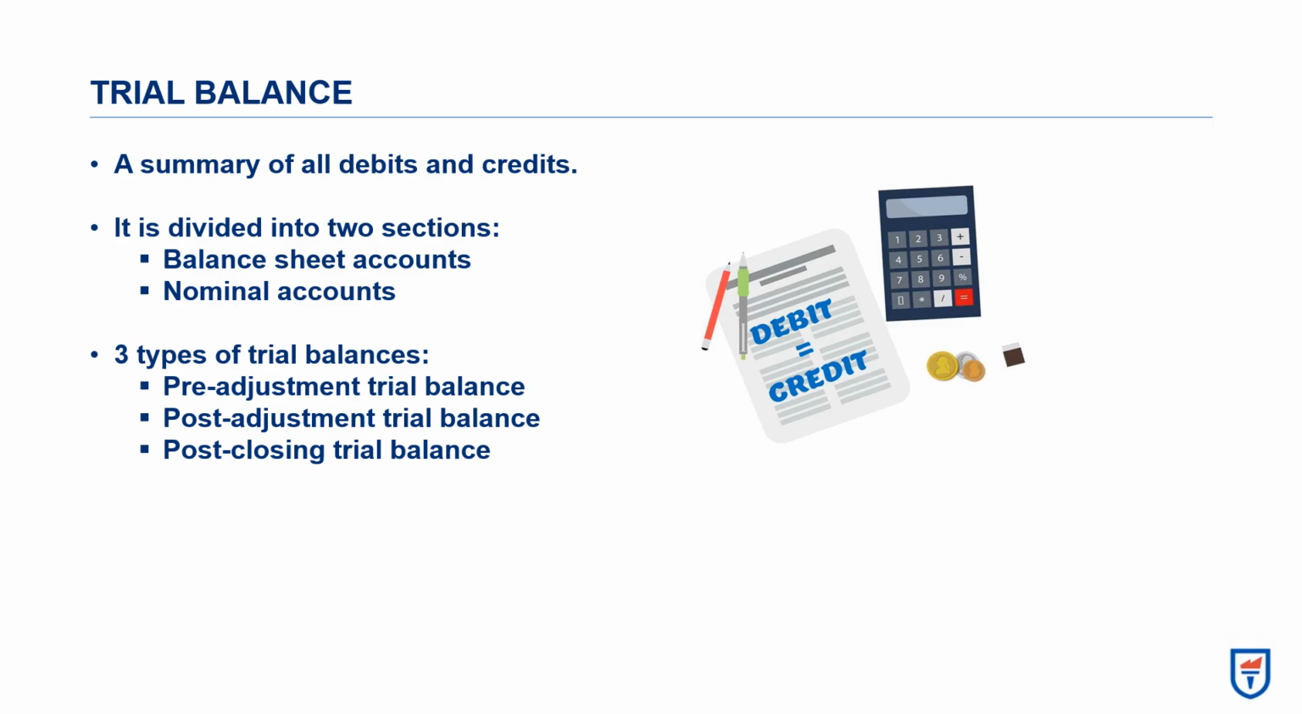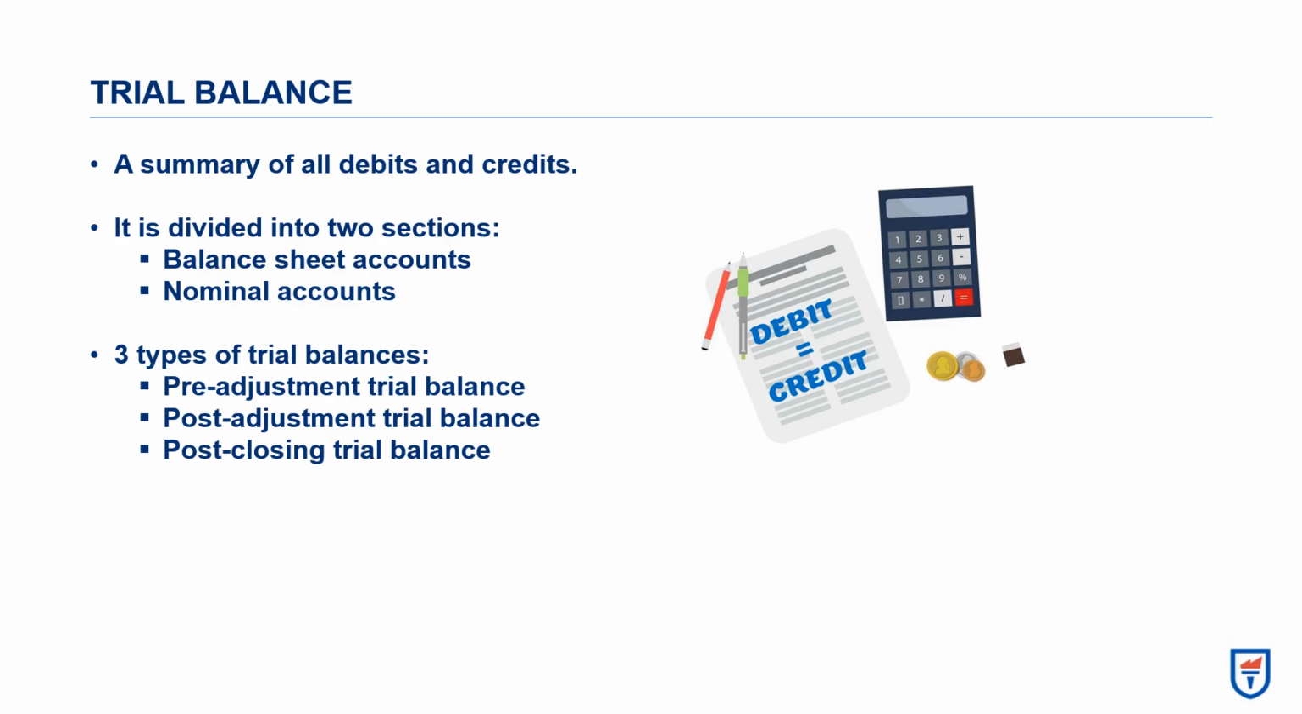We have three types of trial balances that we will be dealing with: the pre-adjustment trial balance, the post-adjustment trial balance, and lastly, the post-closing trial balance. The pre-adjustment trial balance is a trial balance before considering the adjustments, whereas the post-adjustment trial balance is a trial balance after considering the adjustments. Then we have the post-closing trial balance. After doing the closing entries, you will get a post-closing trial balance.